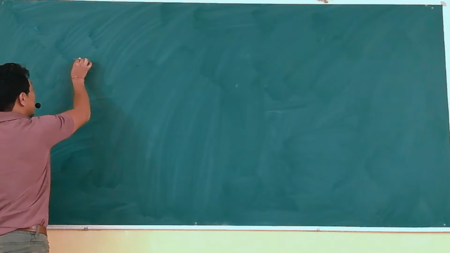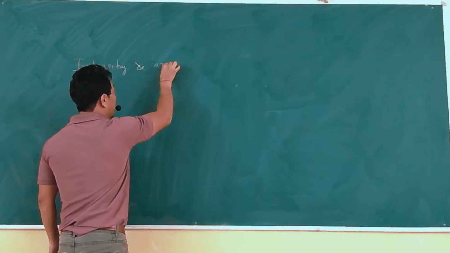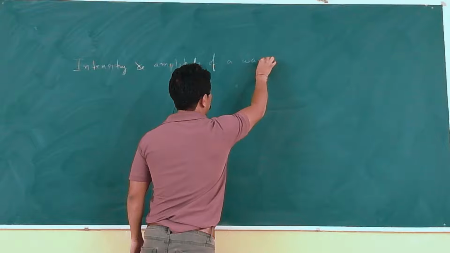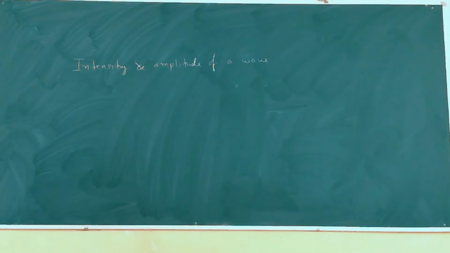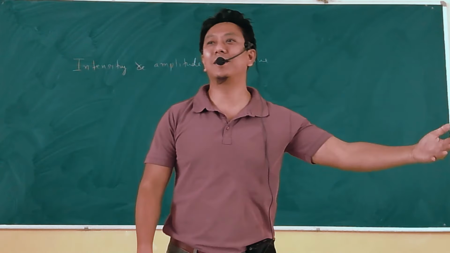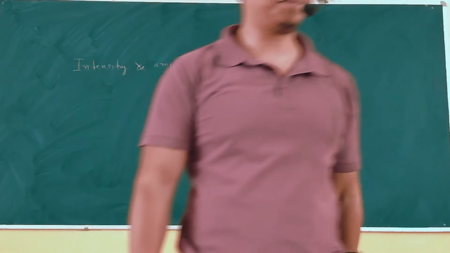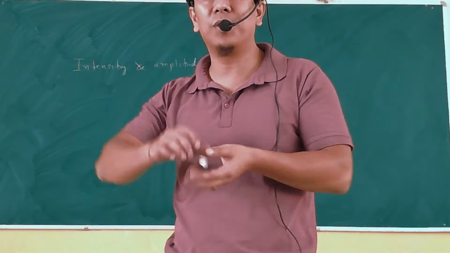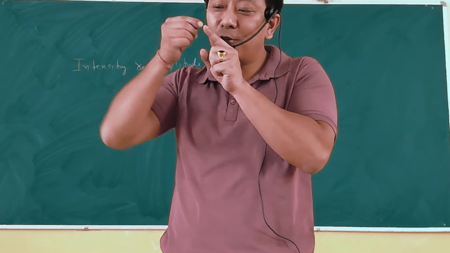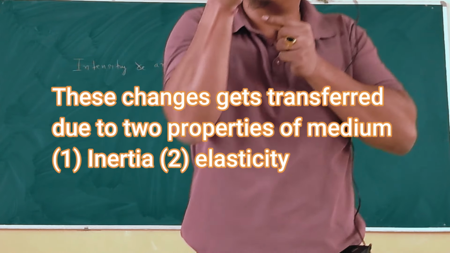Today we are going to discuss the relation between intensity and amplitude of a wave. What is a wave? Some disturbance which propagates from one place to another place. And that disturbance usually carries information. Information of what? Information that there is some change. So here some change happened and that change has to be transferred to the next point.